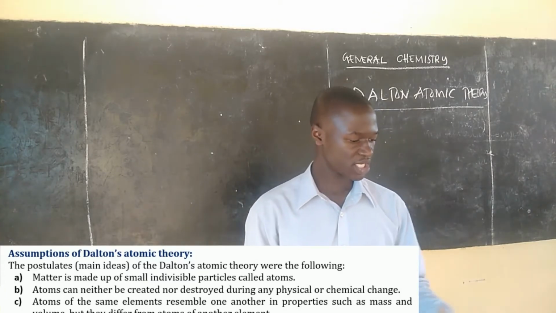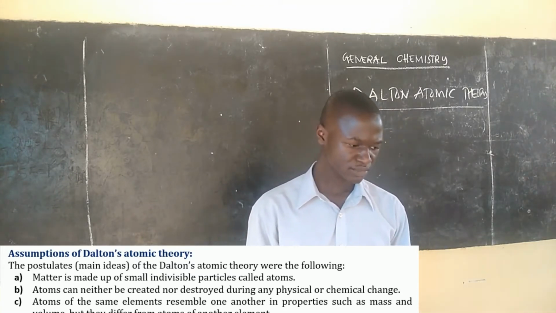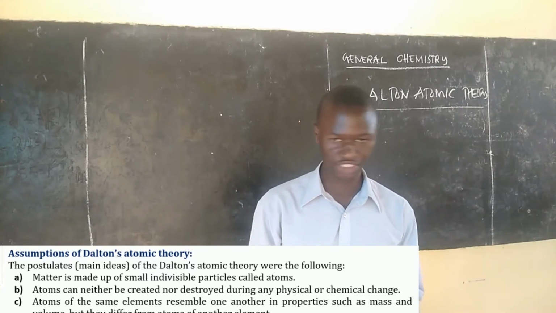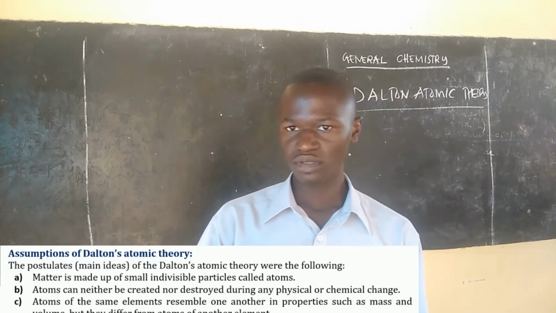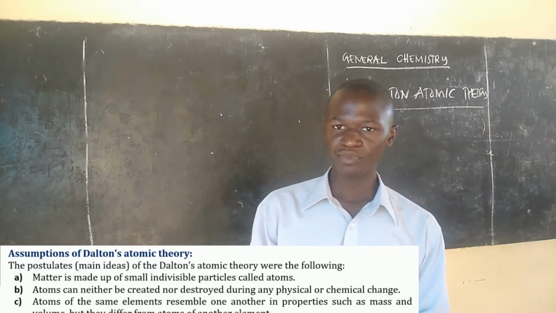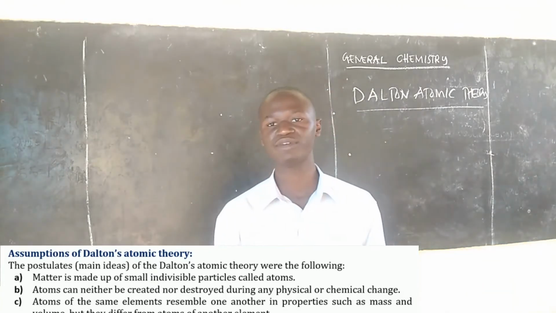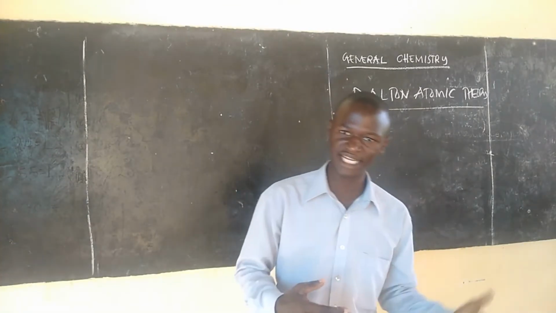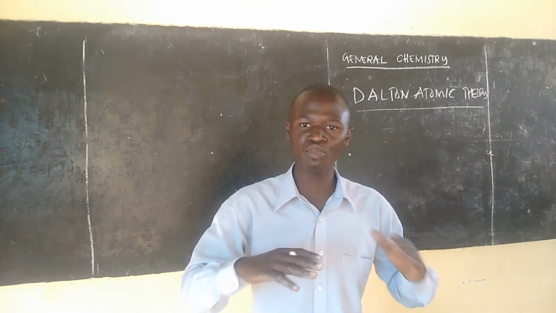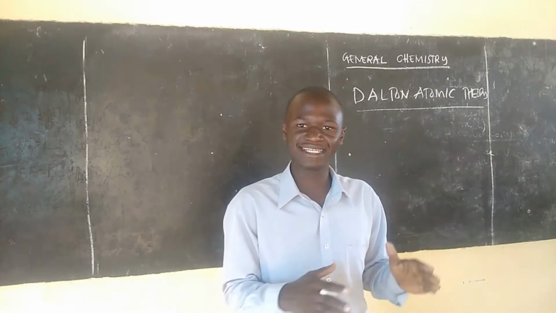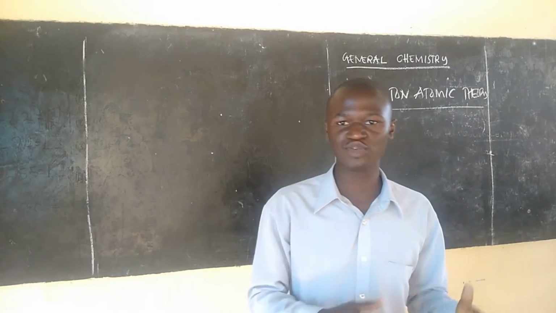In the second postulate, atoms can neither be created nor destroyed during any physical or chemical change. So according to Dalton, alisema atom hatuwezi kumcreate au tukamdestroy, hatuwezi kumtengeneza au tukamharibu. Atom is there. Yani kama vile atom ilishaumbwaga ndio inaishi vile. Nobody can create it, it's like a human being. Human being you can only destruct but you cannot create.